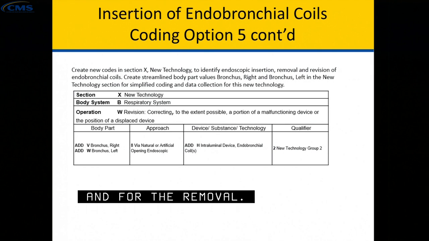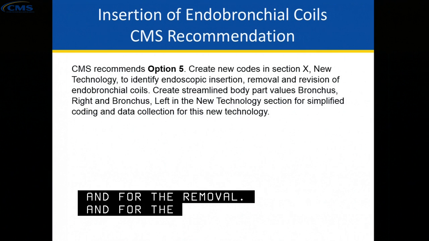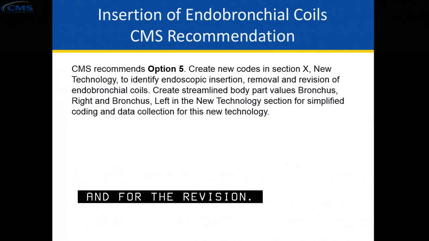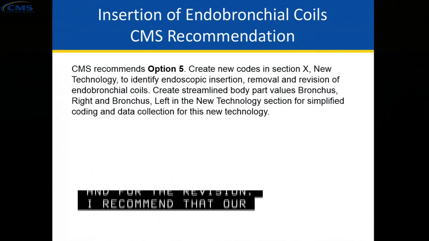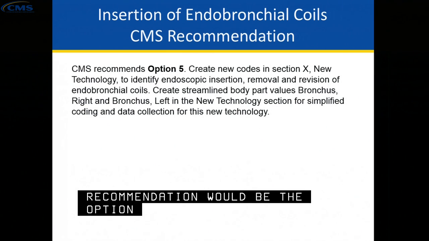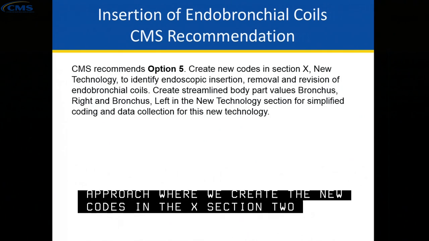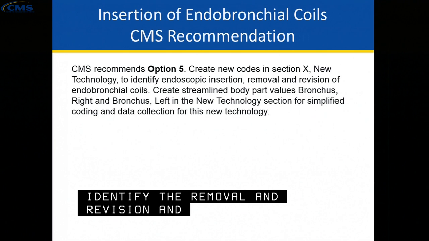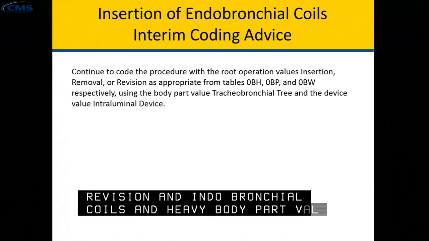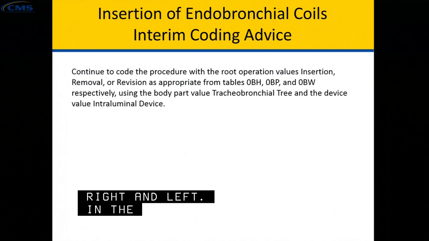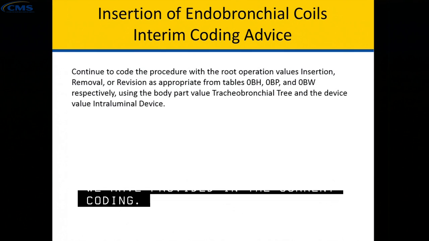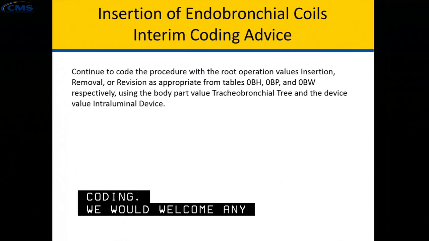and for the revision. Now our recommendation would be option 5, which was the streamlined approach, where we create the new codes in the X section to identify the endoscopic insertion, removal, and revision of endobronchial coils. And we would have the body part values just be bronchus right and bronchus left. And in the meantime, you would use the codes that we provide in the current coding. We would welcome at this time any comments on these options for creating new codes.